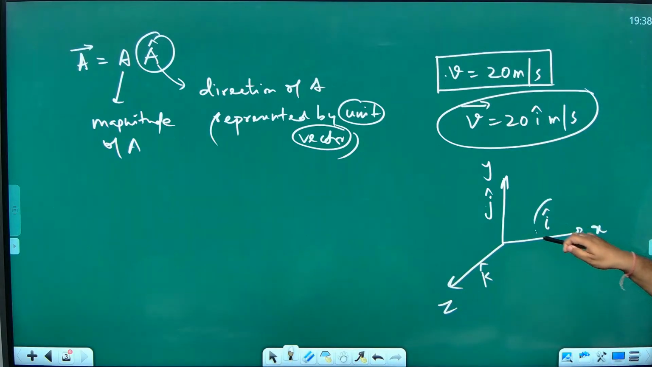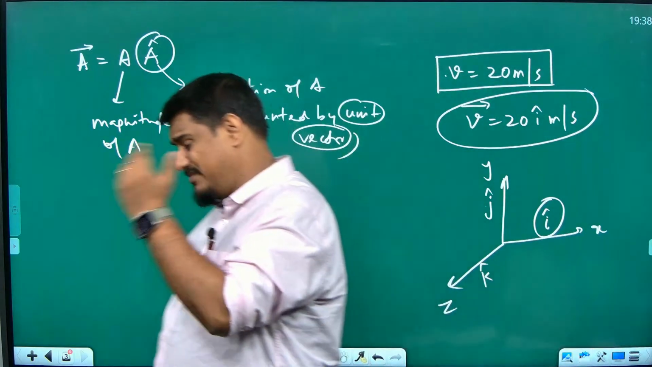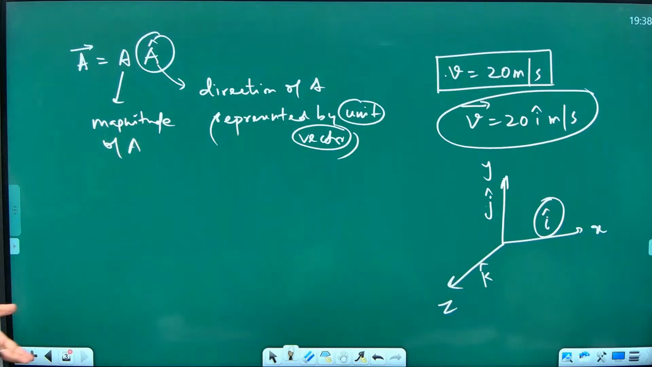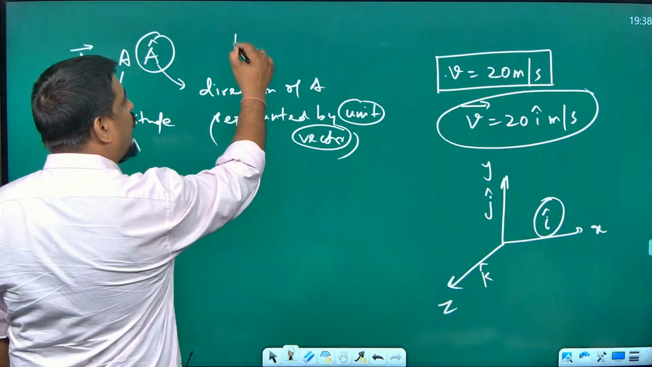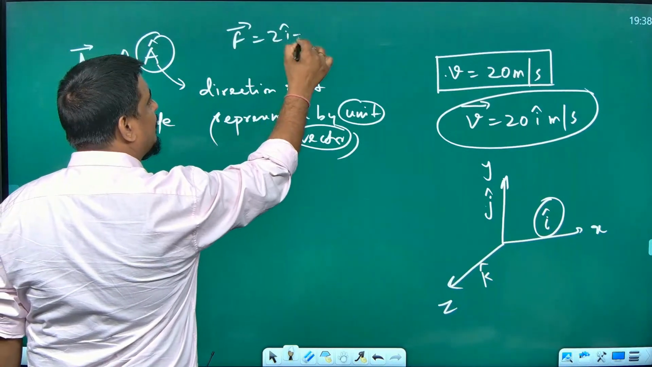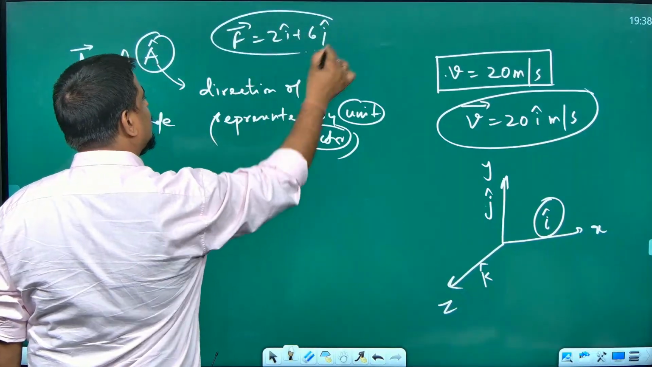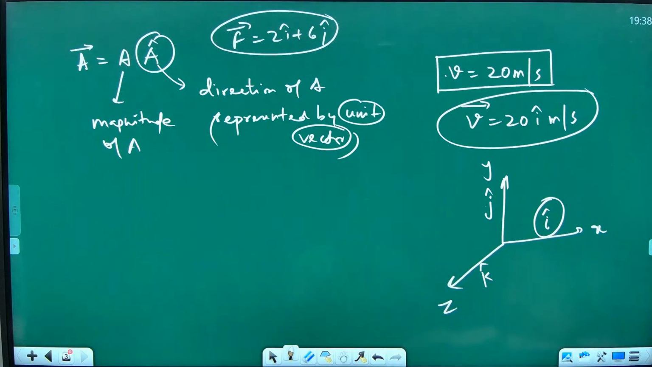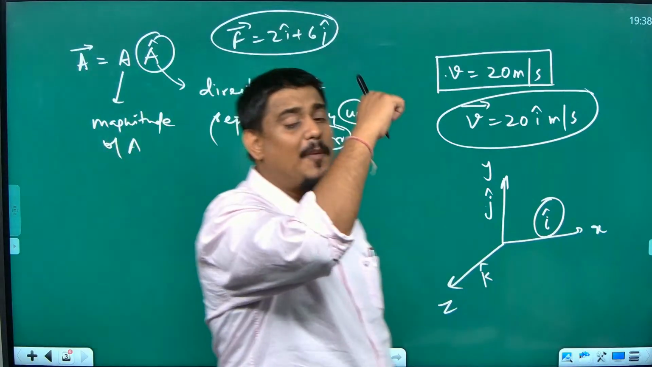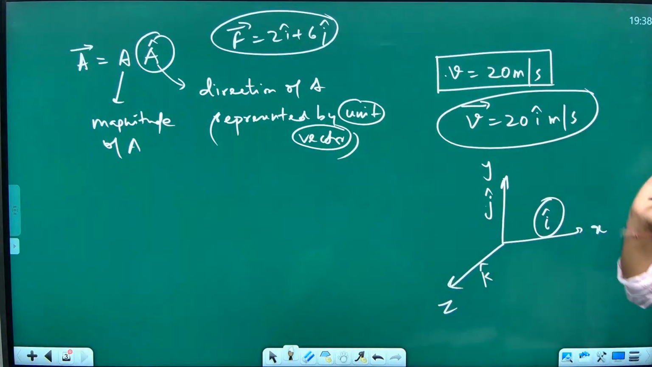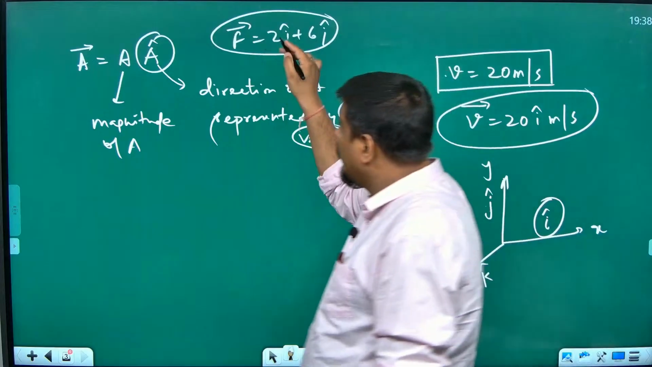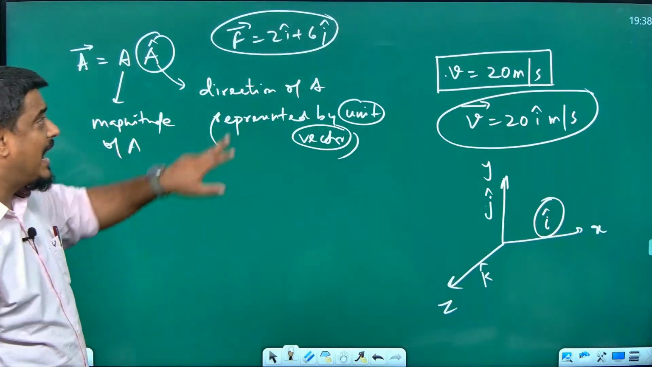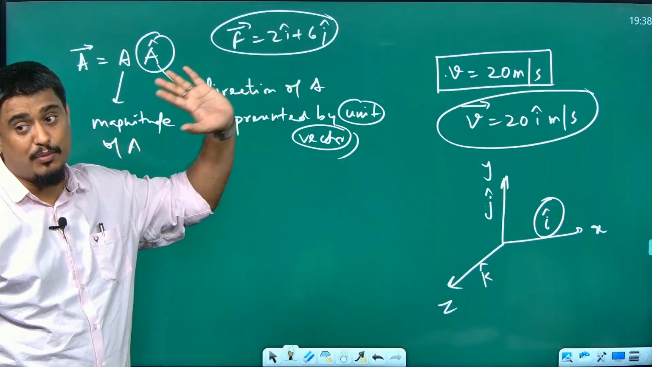So if I write I cap, you should understand that I am talking about x axis. If I write j cap, I am talking about y axis. If I am talking about k cap, I am talking about z axis. If I combine both and write, suppose I write force vector is equal to 2i cap plus 6j cap. What is the meaning of that? Both directions, x direction also, y direction also. How much? 2 newtons and 6 newtons. Obviously 2 dimensional. So if the forces are acting in multiple directions, I can represent by I cap, j cap, k cap together also.